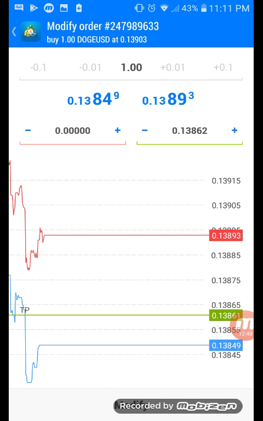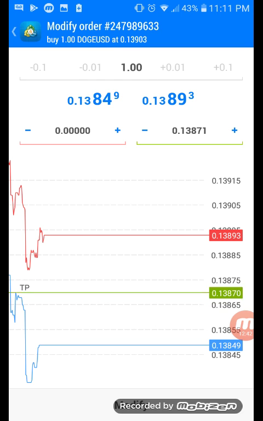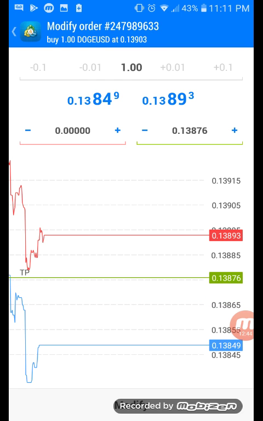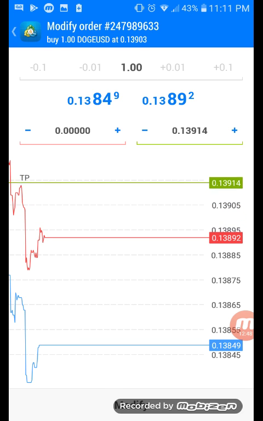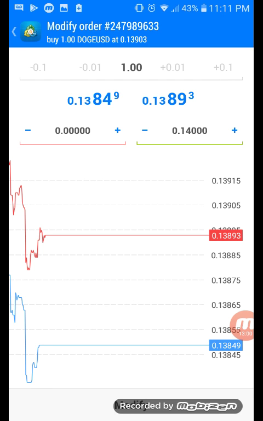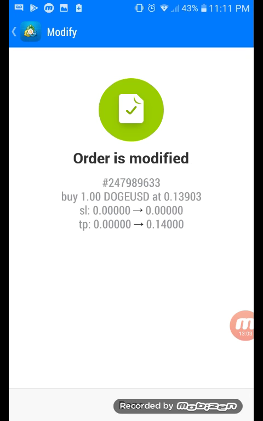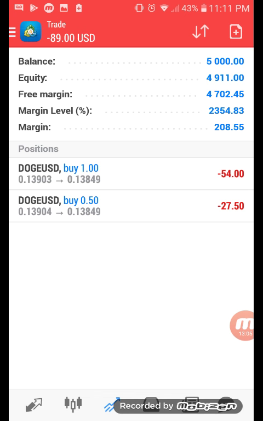This one right here is the take profit one, and you could click this all the way up. It says TP, take profit, meaning when price gets here, it will automatically take profit for you. You don't have to do anything. You don't have to manually close it. Once it gets to 1400, it will take profit. The only thing you have to do is click modify.